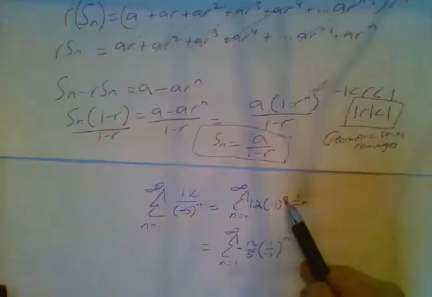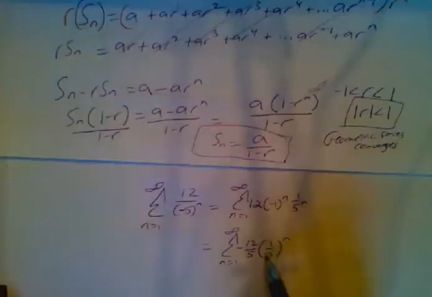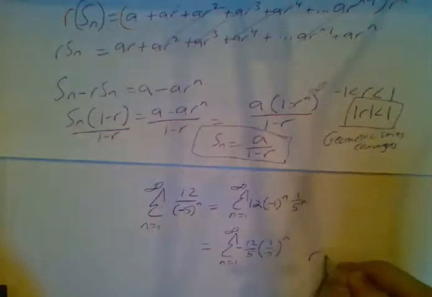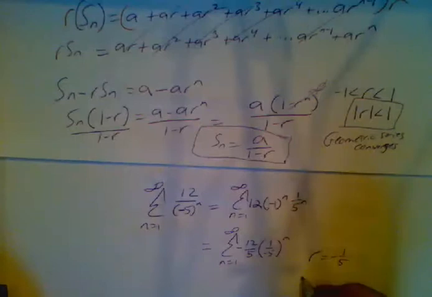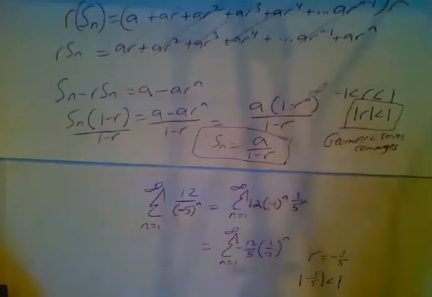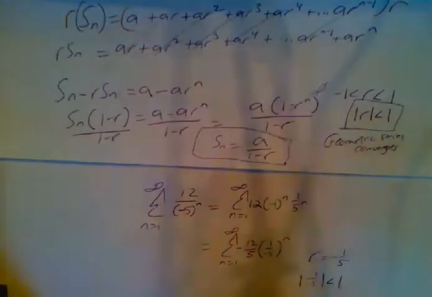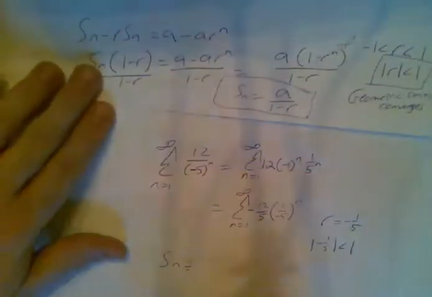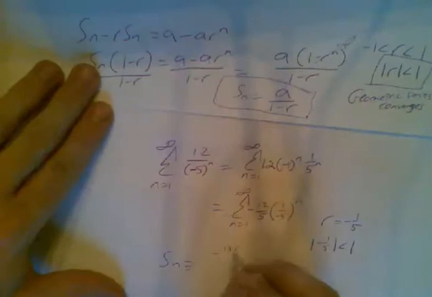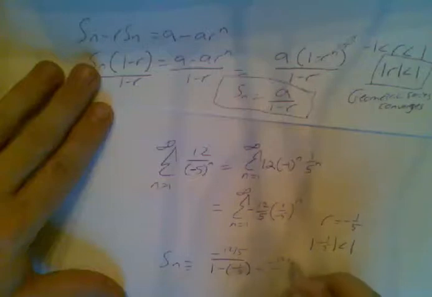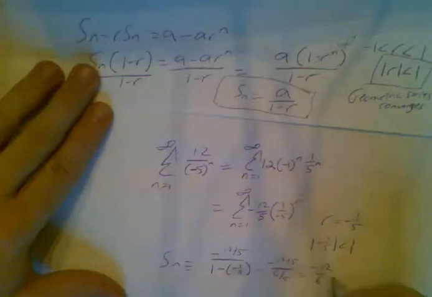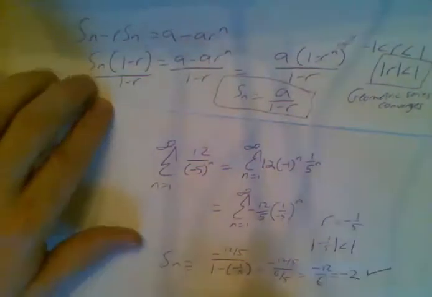That's basically the same thing. This was -5 to the n, so -5 to the n is -1 to the n times 5 to the n, same thing. So my r value is going to be -1/5. The absolute value of -1/5 is less than 1. So now my sum is going to be -12/5 divided by 1 minus -1/5. That's 1 plus a fifth, which is 6/5, so -12 over 6, which is -2, which is what we got in the first video.